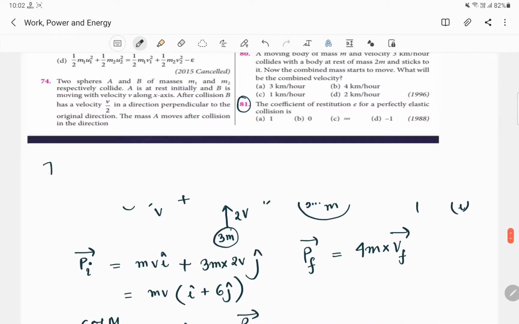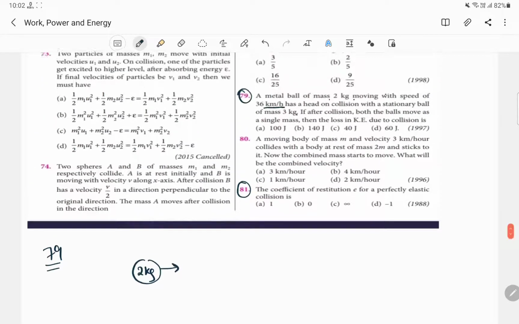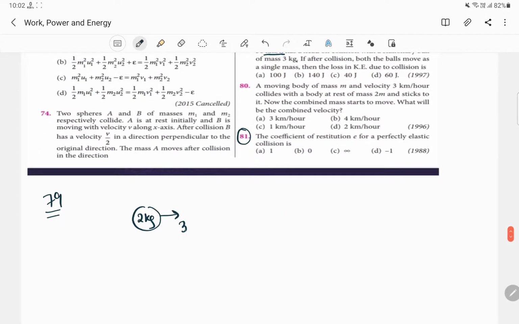For this question number 79, what will be the diagram? The diagram must be along a straight line. Let us suppose this is the 2 kg mass, and it was initially moving with a speed of 36 kilometer per hour. Therefore this will be our u1. And what about the second particle? The second particle is of 3 kg mass and it will be at rest. That is why we have to take u2 equal to 0.